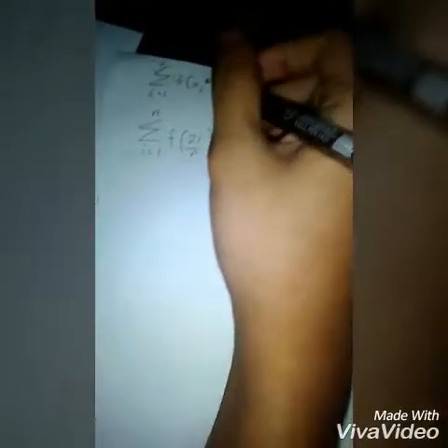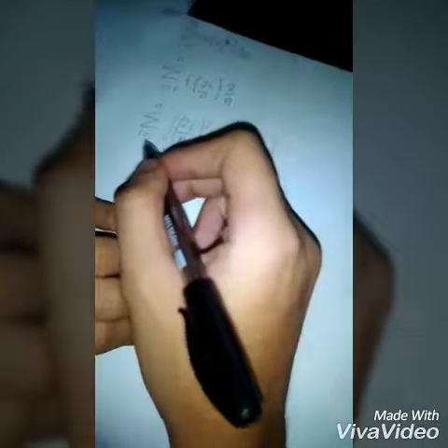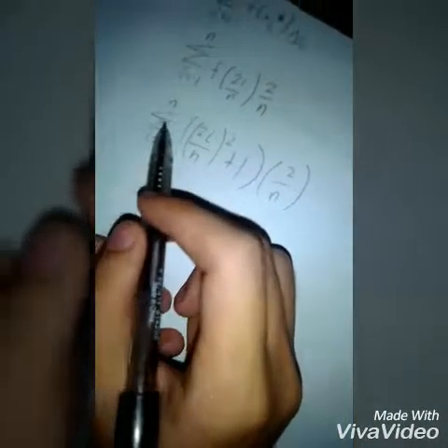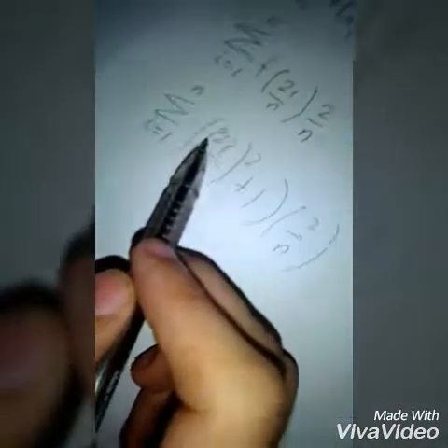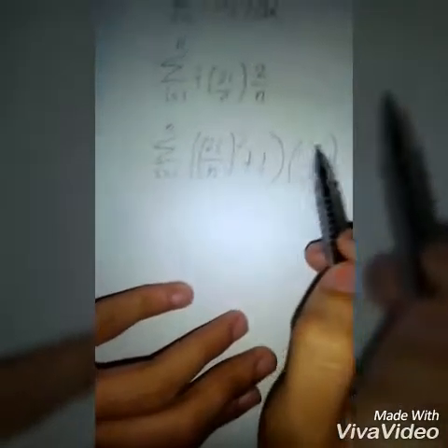And let's substitute the values that we got earlier. The summation from 1 to n of f of 2i over n times 2 over n. Now let's substitute this into the function x squared plus 1, and this is the function that we will get: the summation from 1 to n of (2i over n) squared plus 1, multiplied by 2 over n.